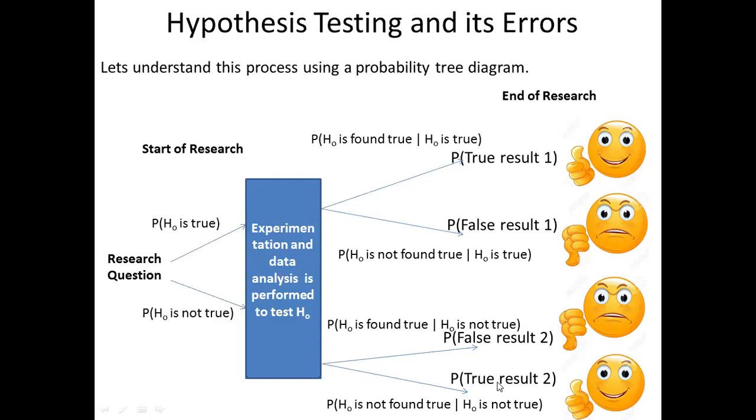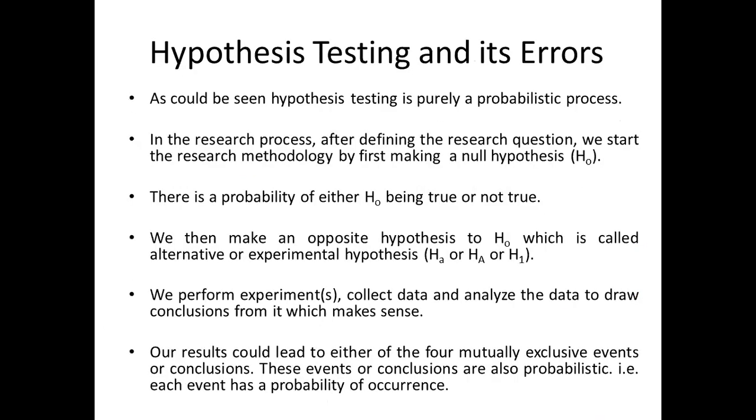Now, whatever we have discussed over here, let's go back to the slides and see what we have written for it so that we can understand these textual things as well. So as could be seen, hypothesis testing is purely a probabilistic process. In the research process, after defining the research question, we start the research methodology by first understanding the null hypothesis. There's a probability of either H naught being true or not true. H naught is our null hypothesis symbol. Remember this. We then make an opposite hypothesis to H naught, which is called the alternate or experimental hypothesis.